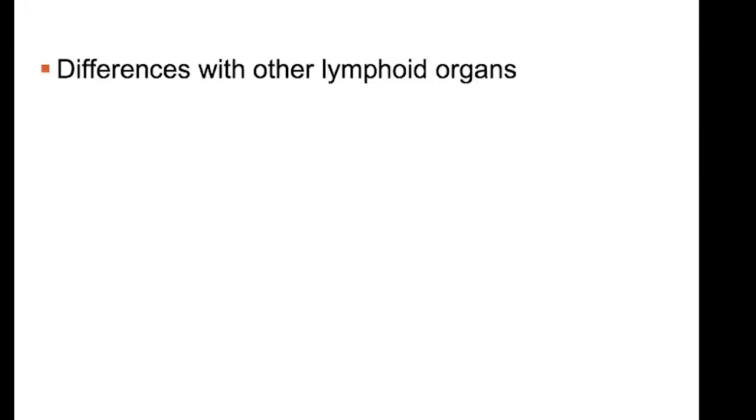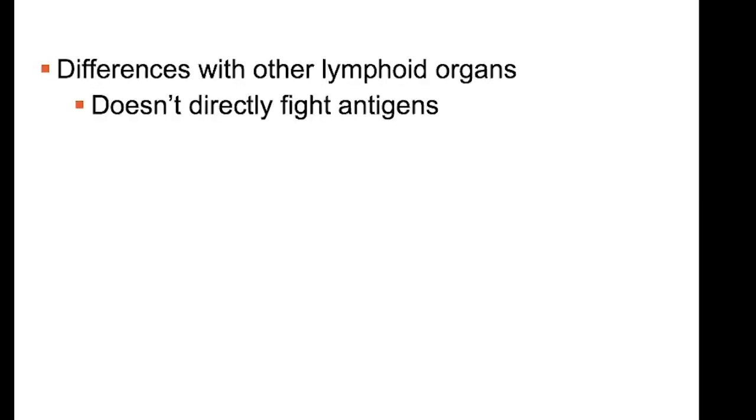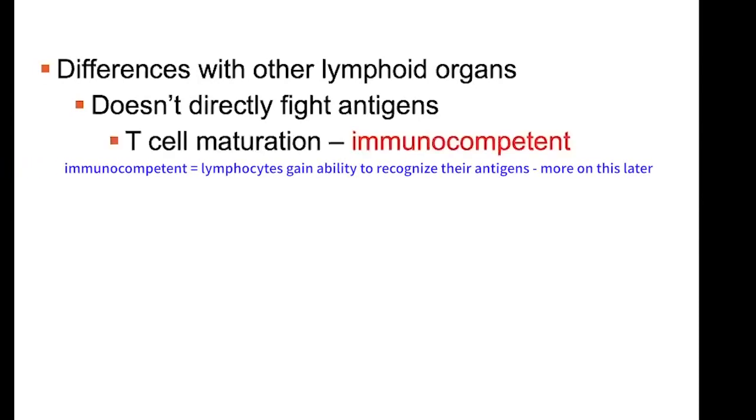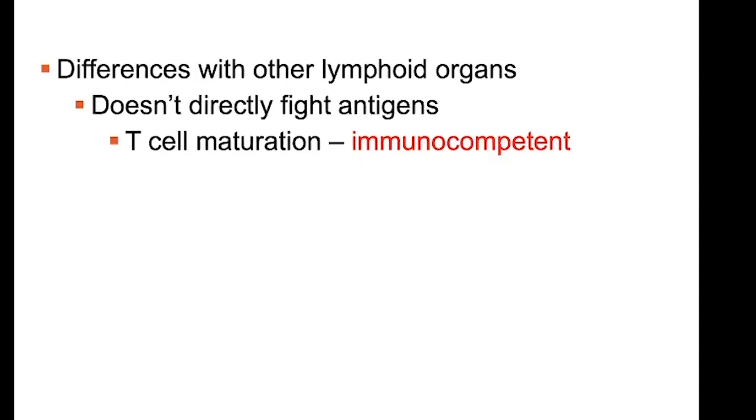The thymus is different from other lymphoid organs in several ways. It is not involved in directly fighting antigens. In other words, this is not an organ where the lymphocytes will encounter their antigens. Instead, this is an organ where they undergo their maturation, where they become immunocompetent. It is important that lymphocytes do not encounter antigens or become activated before they finish this process and become immunocompetent.